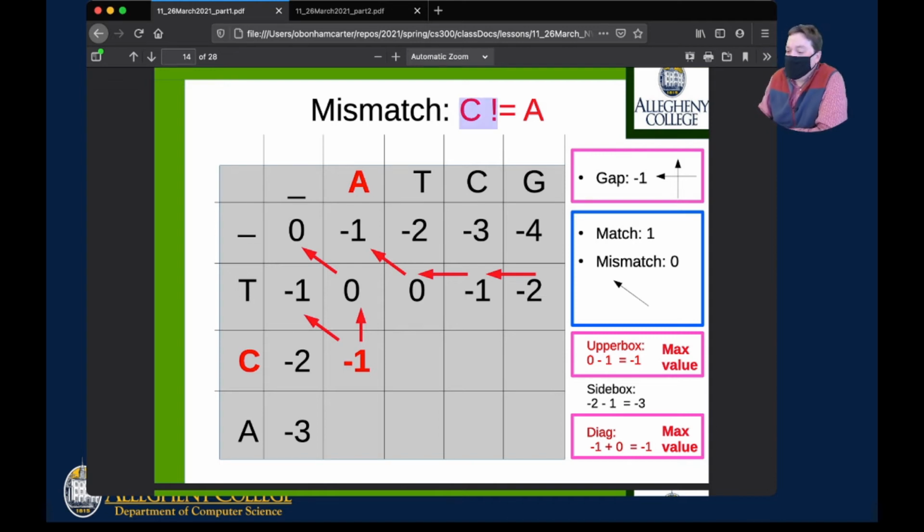So let's do the next one here. We have C is not equal to A. C and A are different. So what does that mean about these things here? Well, they're a mismatch. So again, I'll start my calculation, and I'll put a 0 right here for my upper box. I'm going to start my other calculation here, and I'll put this -2 right here for my side box.